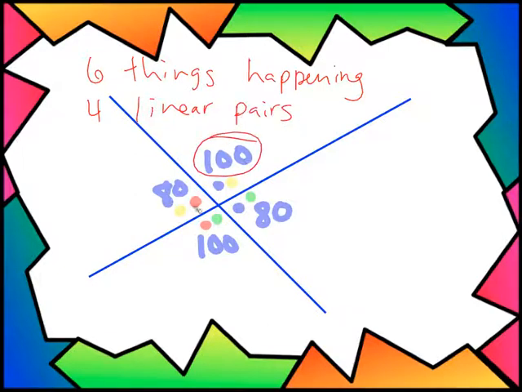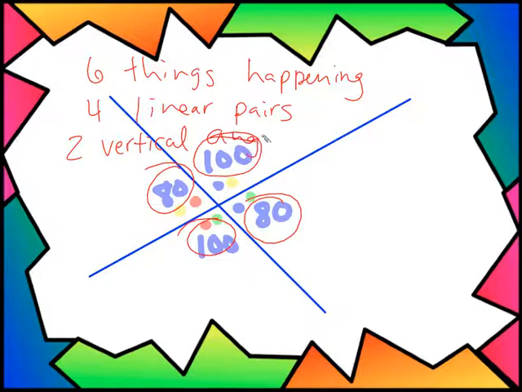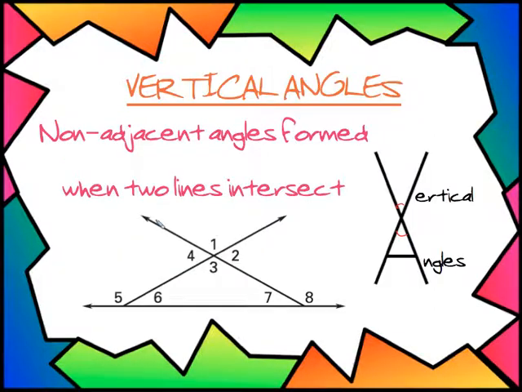But then we've got like this one and this one. Those are the same, but they're not linear pairs. And those are the same and they're not linear pairs. We call those vertical angles. Vertical angles are always congruent. So that's what this next slide is. It's the 2 angles across from each other, like this.